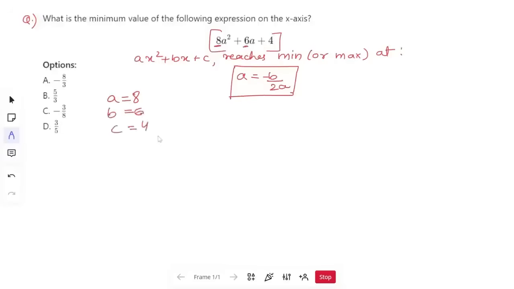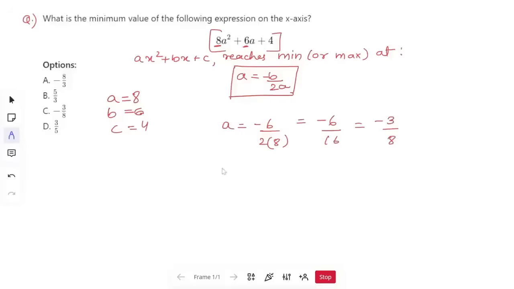B is 6 and C is 4. Now using this, we will substitute these values in our formula. So A is equal to minus 6 by 2 into 8, which is equal to minus 6 by 16, which is further equal to minus 3 by 8. Cancelling it out with 2, it will give us this much. So we have got the value of A in this form.